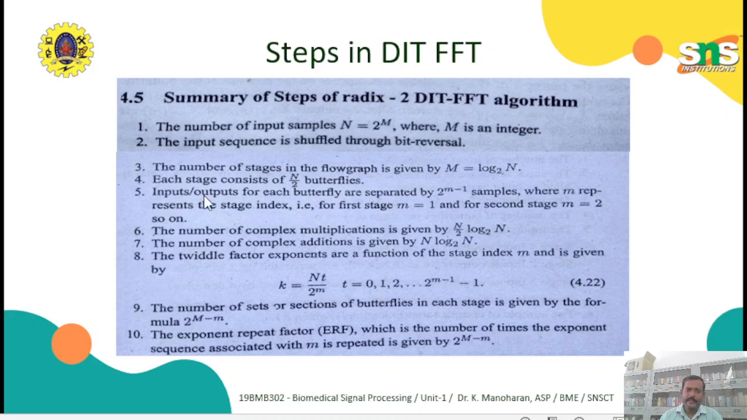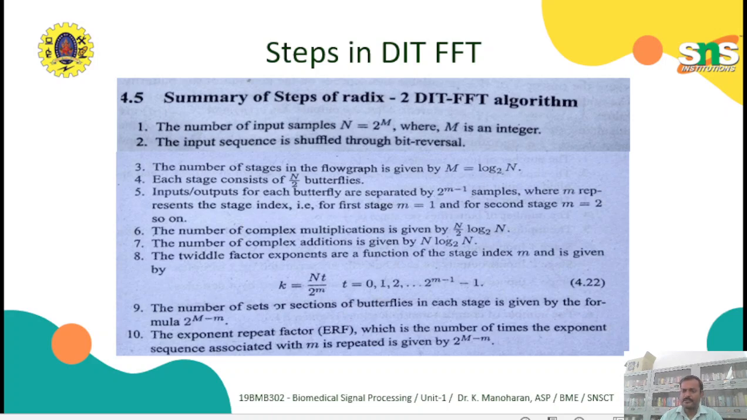Look at this. The input and output for a butterfly is separated by 2 power m minus 1, where m is represented as the stage index. So stage index is, for the first stage m equal to 1, for the second stage m equal to 2 and third stage m equal to 3.